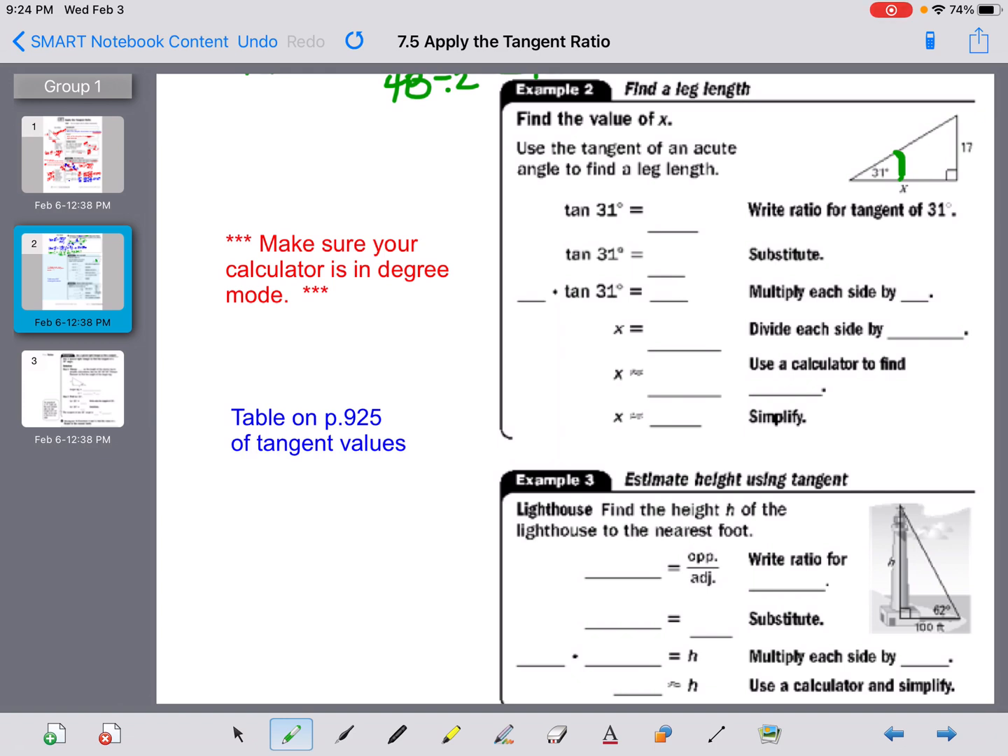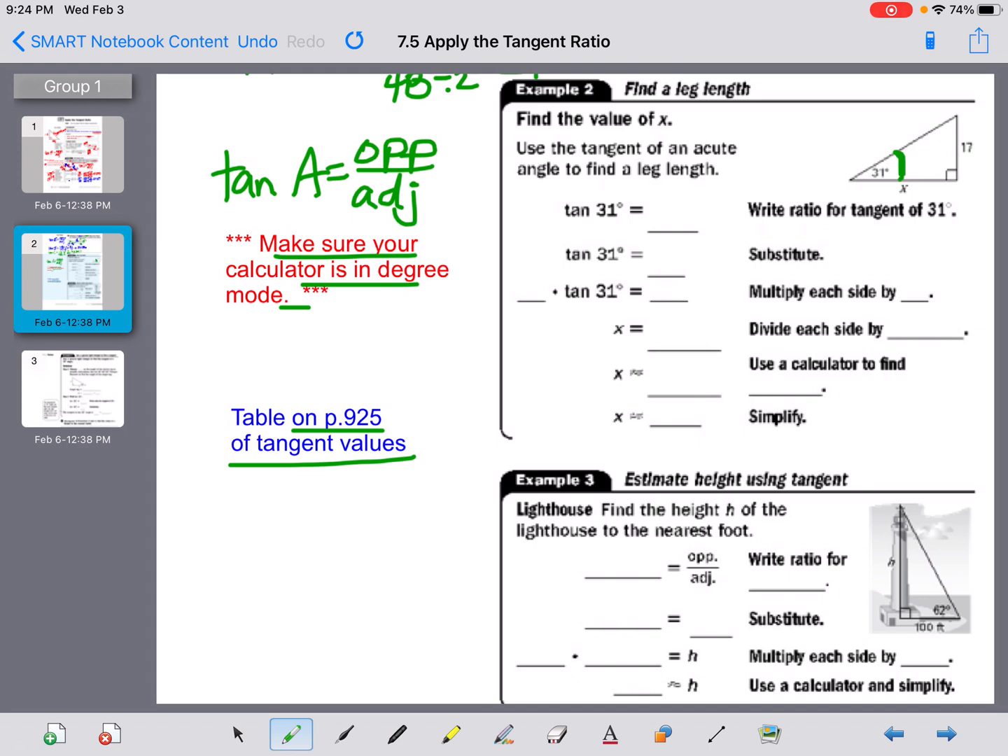So once again, make sure your calculator's in degree mode, okay? If you don't happen to have a calculator, but your textbook's there at home, in the back of your book, page 925, there's a whole chart of tangent values, and you can use those. It's just a lot harder to use them, but you can, okay? It's easier to use a calculator. So we can't forget that tangent of any angle equals opposite over adjacent. And that ratio over there is always a set number because all angles of the same measure have the exact same ratio. Okay, so this is what we're going to use.